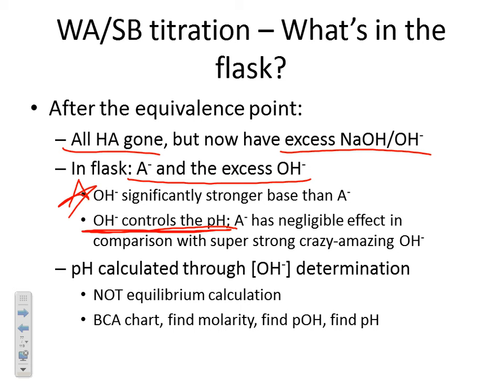And this is actually not an equilibrium calculation. This is straight up the calculations you were doing in your acid-base unit. How many moles of excess hydroxide do you have left over, recalculate molarity, and then get pOH, and then get pH from that. So we are pulling in the BCA chart. It's actually not an equilibrium calculation anymore, because the thing that's controlling the pH at this point is not really an equilibrium thing. It's just hydroxide sort of doing its hydroxide thing.